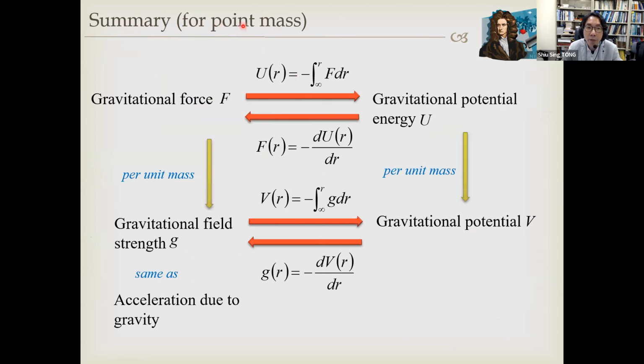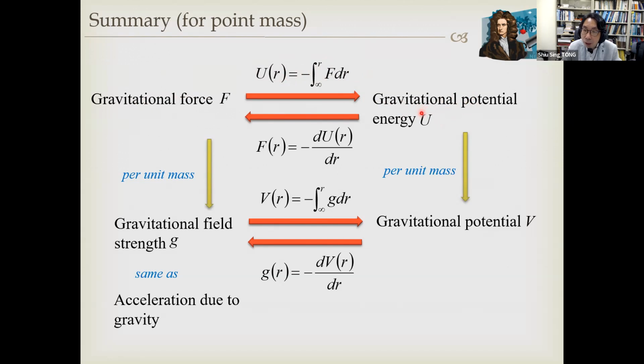So let's have a summary of what we have introduced in chapter 5. We have introduced the gravitational force and gravitational potential energy. By definition, the gravitational potential energy is minus the integration of the gravitational force from infinity to the final position r. This is the potential energy at position r. So U is defined by this formula. It allows you to go from the gravitational force to the gravitational potential energy.